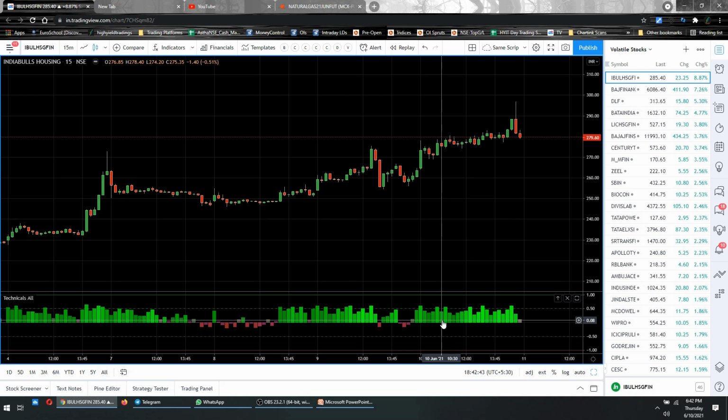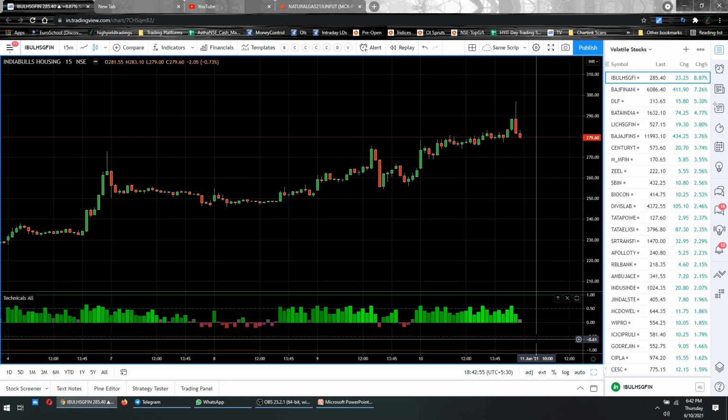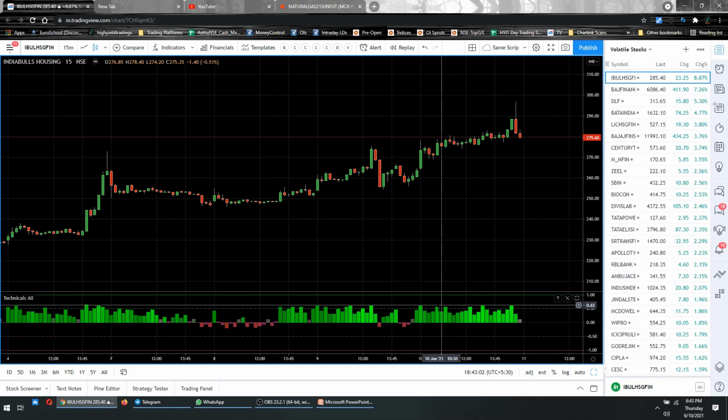You need to wait for a green histogram that crosses the plus 0.5 line. You see this dotted green line, this is plus 0.50, and you see this red dotted line, that is the minus 0.50 mark. Okay, now let's discuss the trend first.